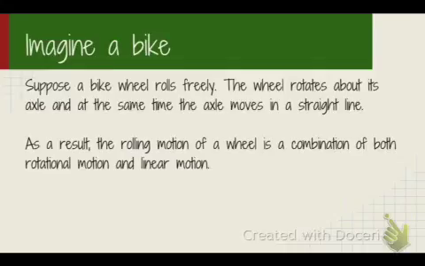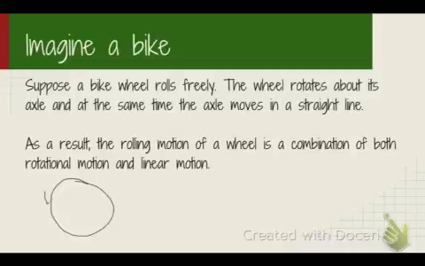Okay, so first thing, imagine a bike. Suppose a bike wheel rolls freely. The wheel rotates about its axle, and at the same time, the axle moves in a straight line. What that means is that... Alright, we have a bike wheel.